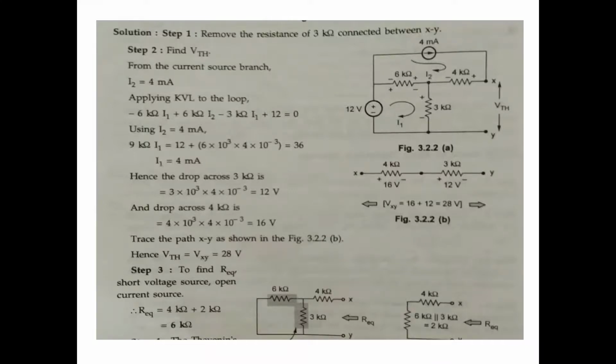That is VTH. Next, you find the R equivalent. To find the R equivalent, short the voltage source and open the current source. Only the resistor values 6, 4, 3 remain. 6 and 3 are in parallel: 6 into 3 divided by 6 plus 3, 18 divided by 9, is 2 kilo ohm. Here, 4 kilo ohm plus 2 kilo ohm, these two are in series, gives 6 kilo ohm.